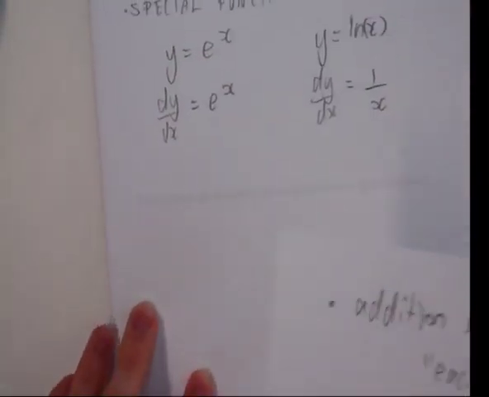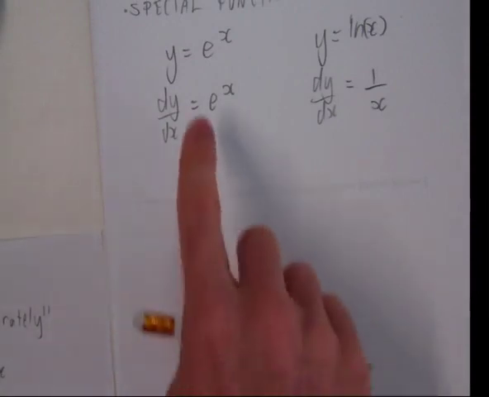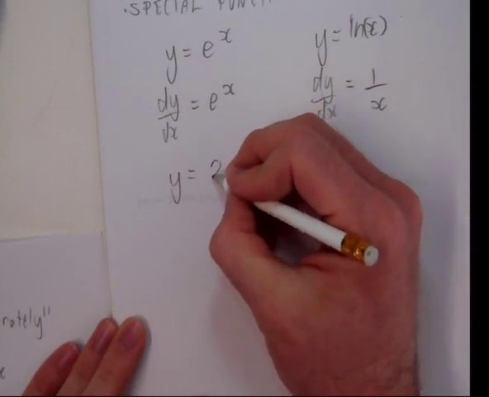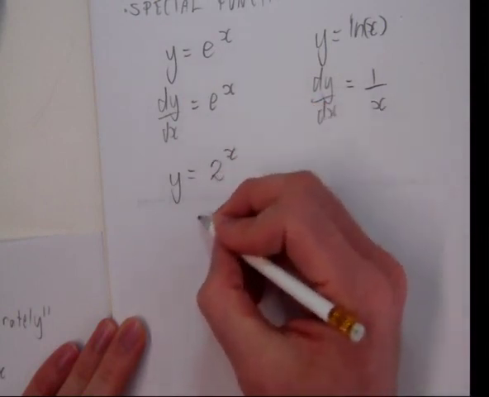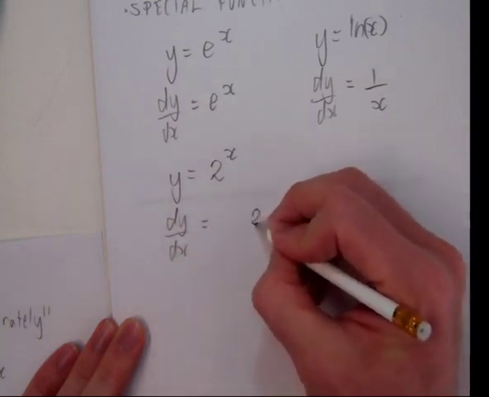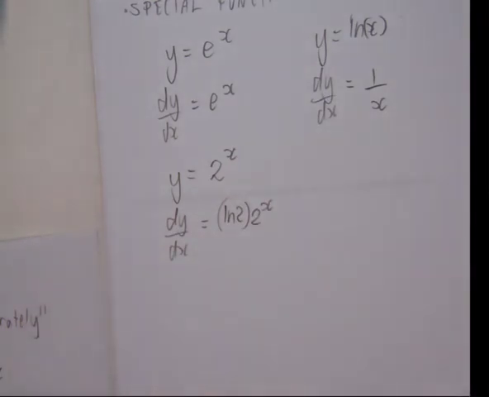And in case you're interested, if you have a number other than e in this spot here, just as an example, 2 to the x, you still will have 2 to the x, but you will have to multiply by ln 2. Just in case that comes up. If that ever comes up and you can't remember, you can say, David knows about that. I'll visit the Maths Learning Centre and ask him.